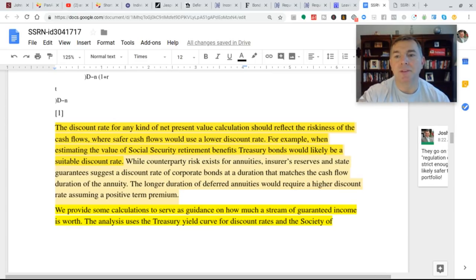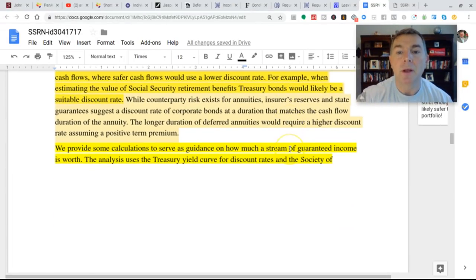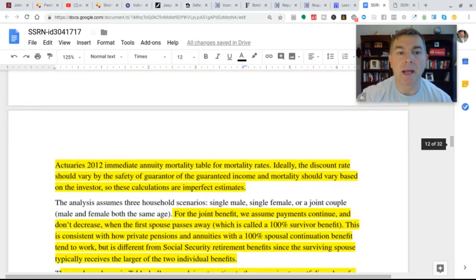All right, so basically, we talk about that. When you have the high regulation of state insurers relative to income annuities and all annuities, that gives a second layer of protection that an annuity has that a bond ladder does not. All right, so there you go. Okay, we'll keep going down here.